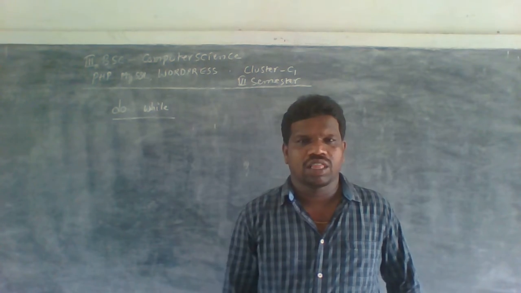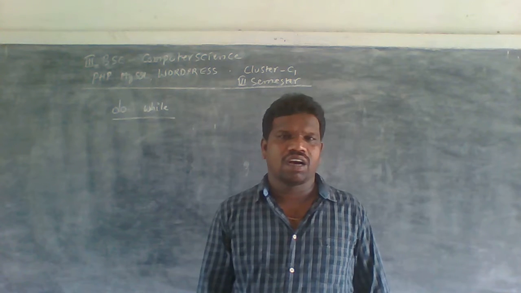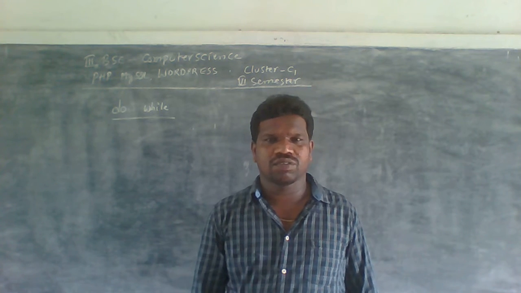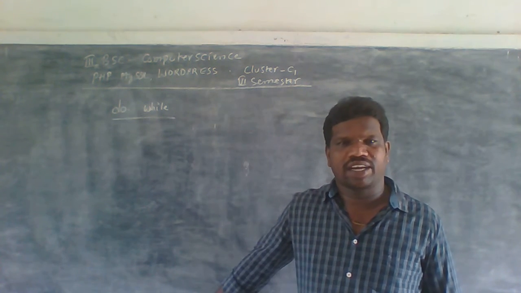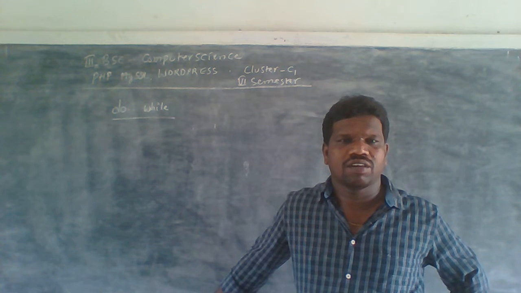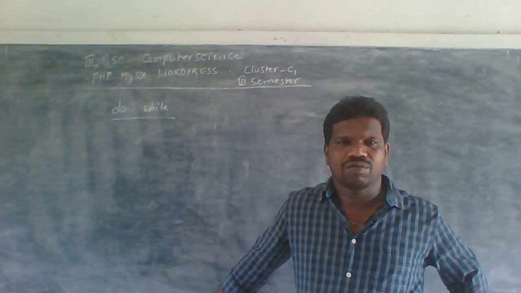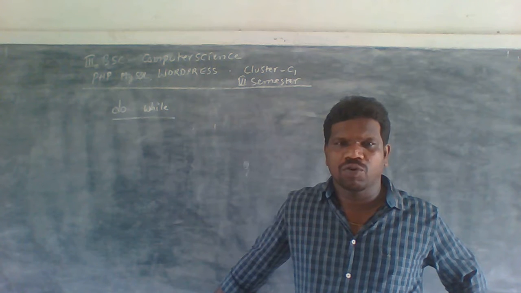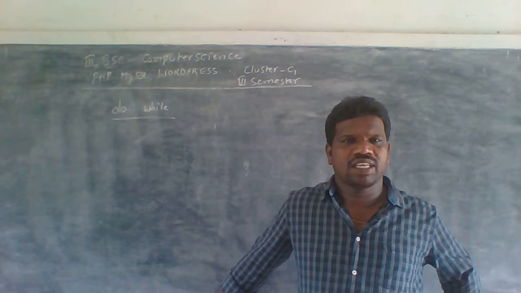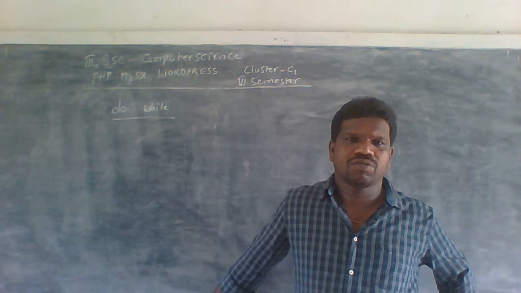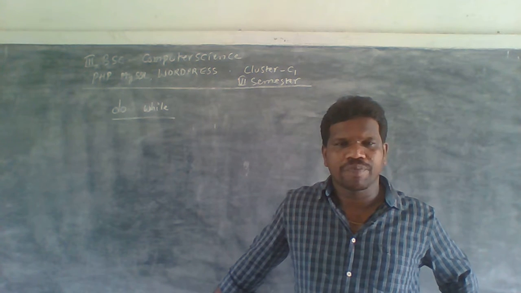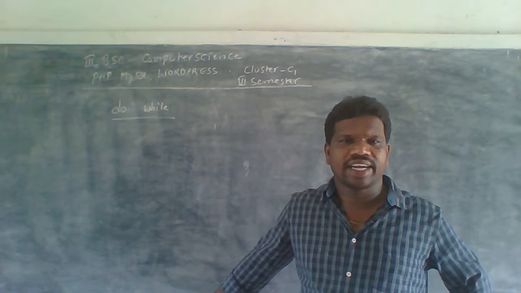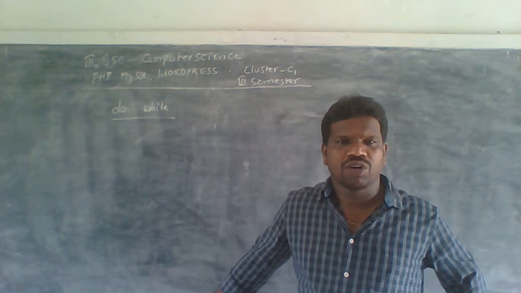In this scenario, the statements will be executed at the end of the code. That means the statements are executed first, and later we write the condition using while. If the condition is true or false, the loop will be executed at least once. Do while is the exit control looping statement, because we check the condition after executing the code once.